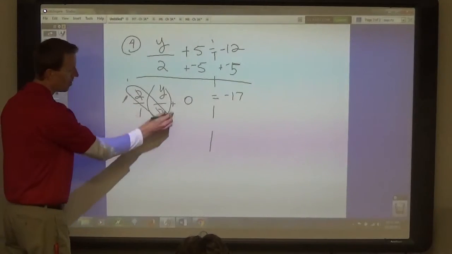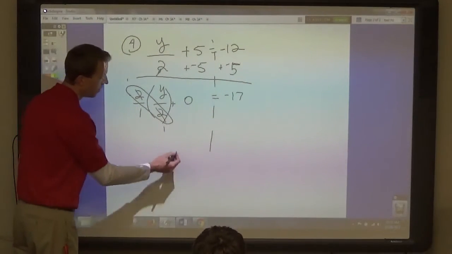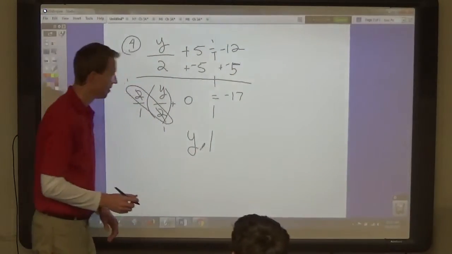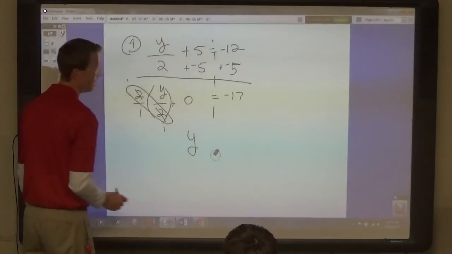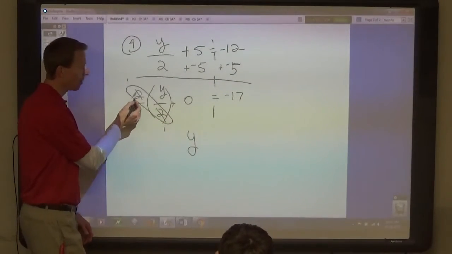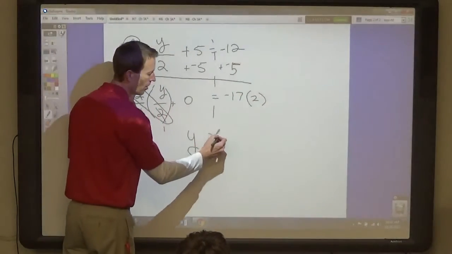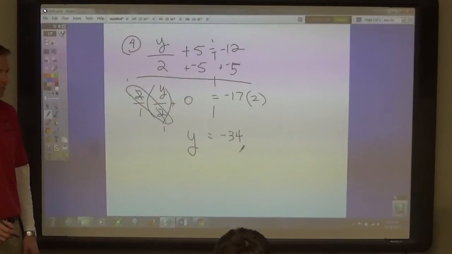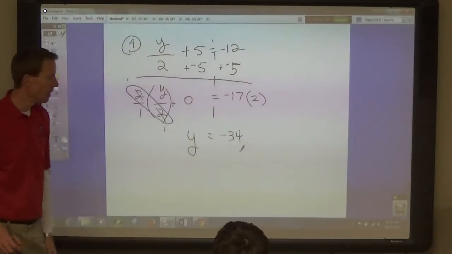Now we have 1's all around the y. 1 times y is y. 1 times 1 is 1. Y divided by 1 is y. So y is equal to, if we multiply by 2 on this side, you have to multiply by 2 on this side. So it's -34. -17 times 2 is -34.